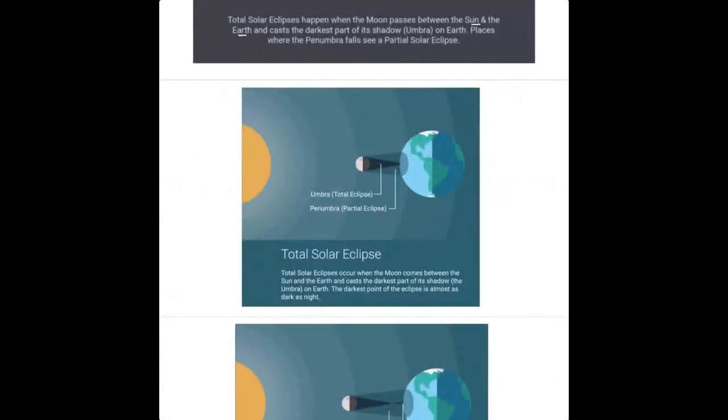Voilà. So again, these are the different types of shadow, the umbra and the penumbra. And so they say that in the darkest point here on Earth, the eclipse is almost as dark as night.